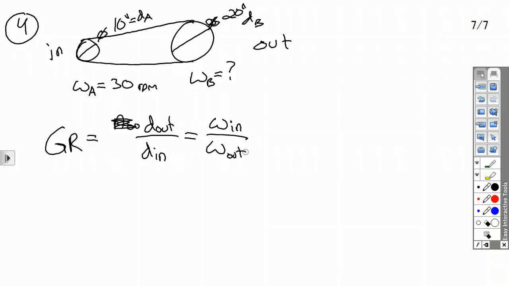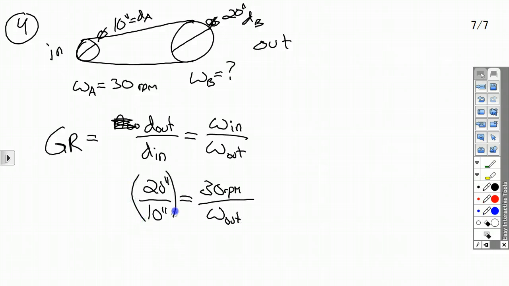So, D out is B, that's 20 inches. D in is 10 inches, from A, the sprocket. Angular velocity in is from A, that's 30 RPM. So we need to solve for angular velocity out, which is the angular velocity of B.